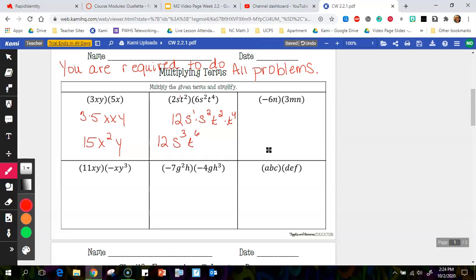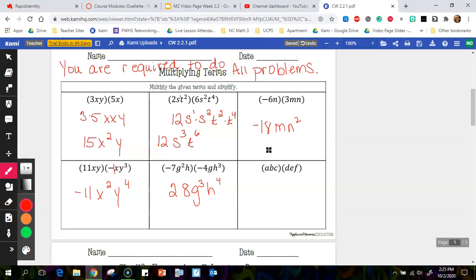All right, negative 6 times 3 is negative 18. And then I've got 1m, let's keep them in alphabetical order, and then n to the second power. 11 times negative 1, remember that's a 1 there, is negative 11. That's going to be x squared, and then y to the fourth. Negative 7 times negative 4 is positive 28. And we have, let's see, g squared, g to the first, that's g cubed, and then h to the fourth power.